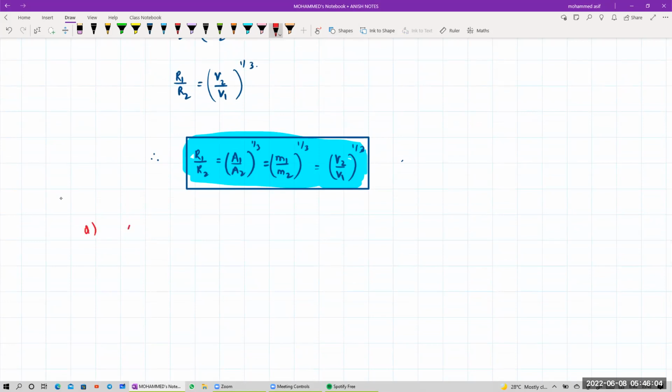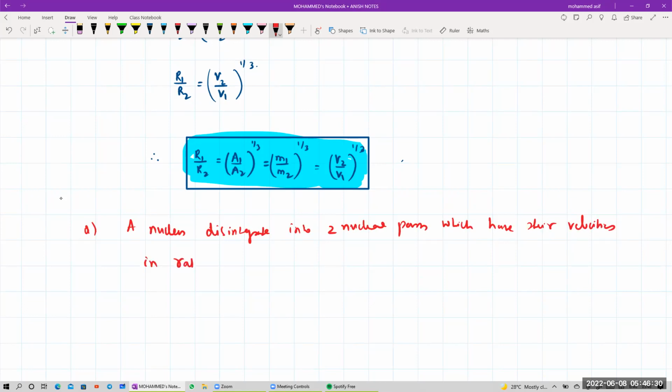Next, say for example, a nucleus disintegrates into two nuclear parts which have their velocities in the ratio 2:1. Find the ratio of nuclear sizes. Tell me, what will be the answer?